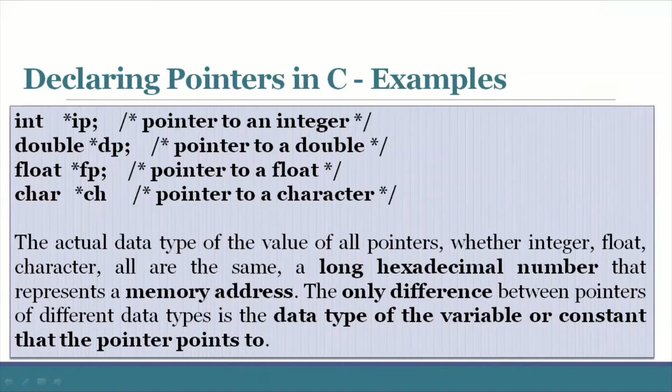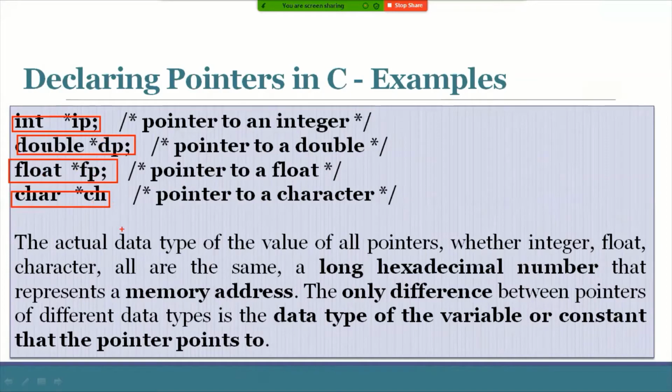Here, one integer pointer variable is declared that can hold an integer variable's address, a double pointer is declared that can hold a double variable's address, a floating point pointer is declared that can hold a floating point variable's address, and a character pointer is declared that can hold a character variable's address. The actual data type of the value of all pointers, whether integer, float, or character, is the same. That means all pointer variables will occupy the same size in terms of bytes.